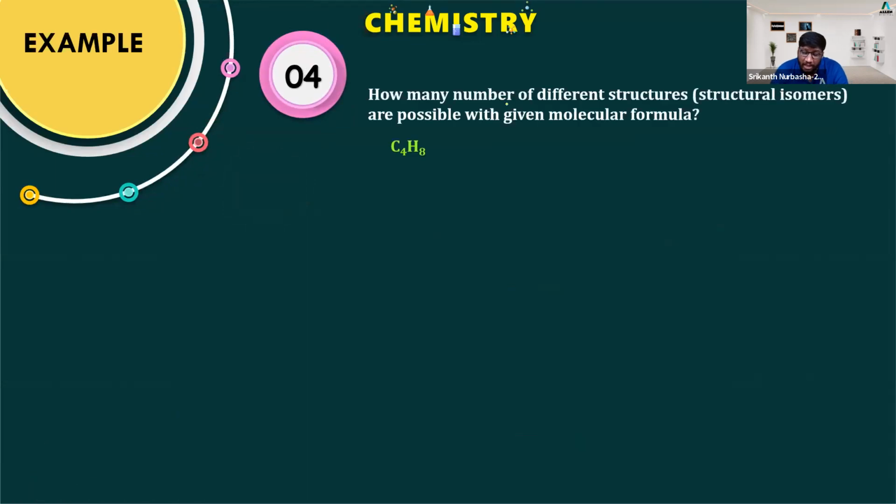How many different structures or structural isomers are possible with the given molecular formula C4H8? C4H8 is the molecular formula. How many structural isomers are possible? Try to figure it out. What is the maximum number of different structures which you can generate?